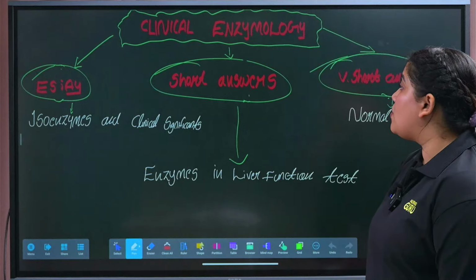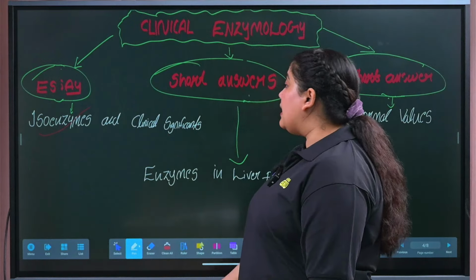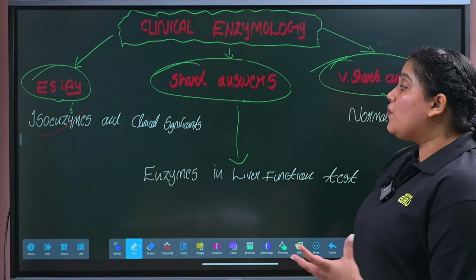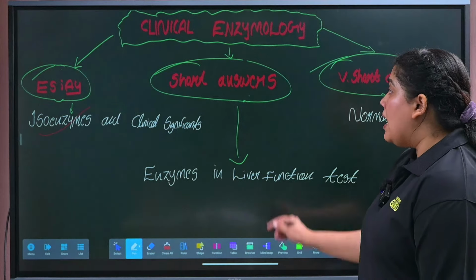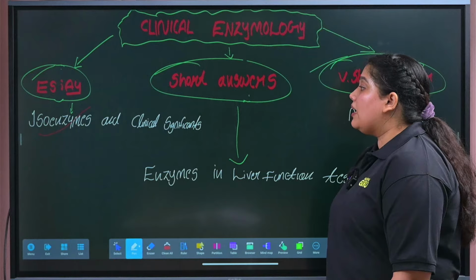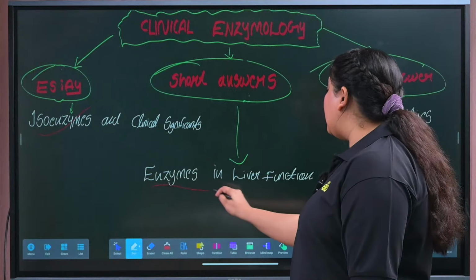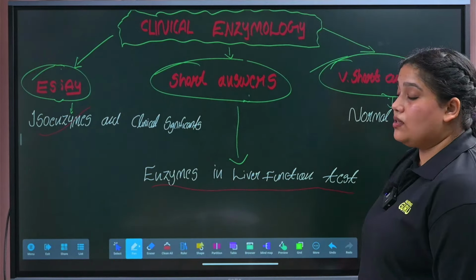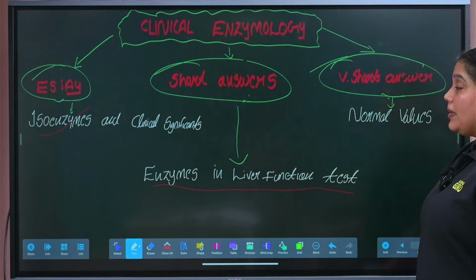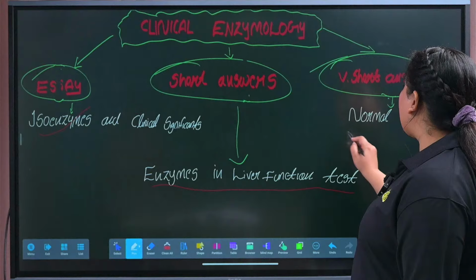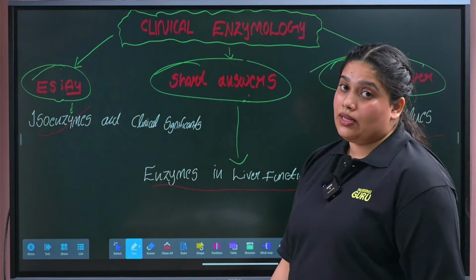From clinical enzymology, you will get the essay, probably isoenzyme and the clinical significance. So you have to write what all are the isoenzymes and their clinical significance. Clear? And second is the short answer question. In that you will get the question, that is enzymes in liver function test. So you have to list down the enzymes and their functions one by one. For very short answer we can expect the normal values. So you have to learn the normal values by heart also.